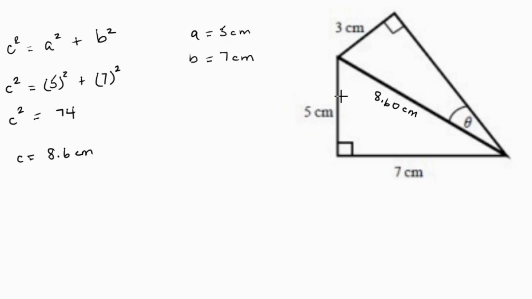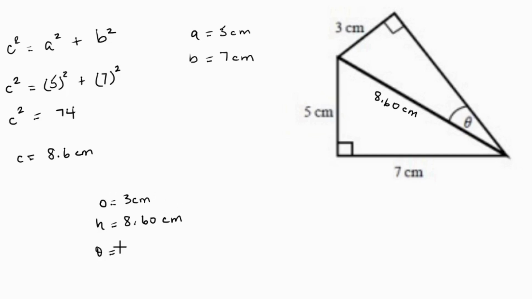We want to flip this so that 8.60 represents the hypotenuse for this triangle over here, and 3 cm represents the opposite. If you can tell from theta, this is the opposite. So once we do that, the opposite is equal to 3 cm, and we know the hypotenuse is equal to 8.6 cm. And so that should tell us that we're going to be using sine.